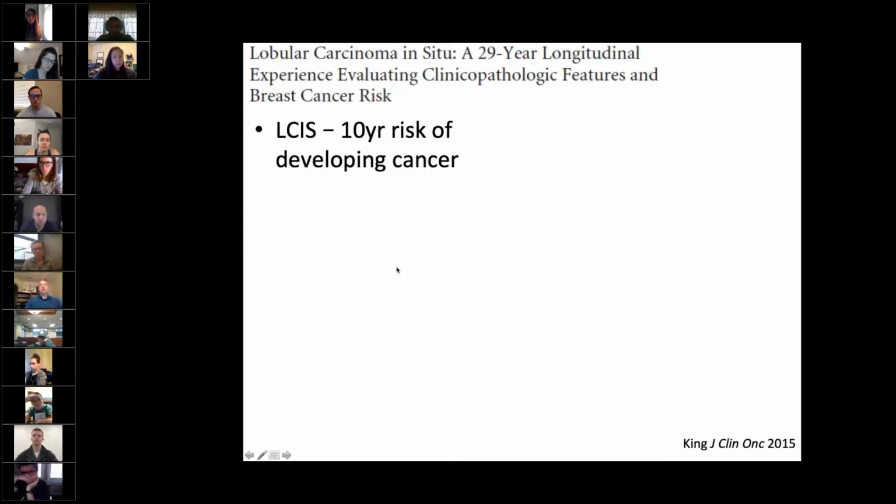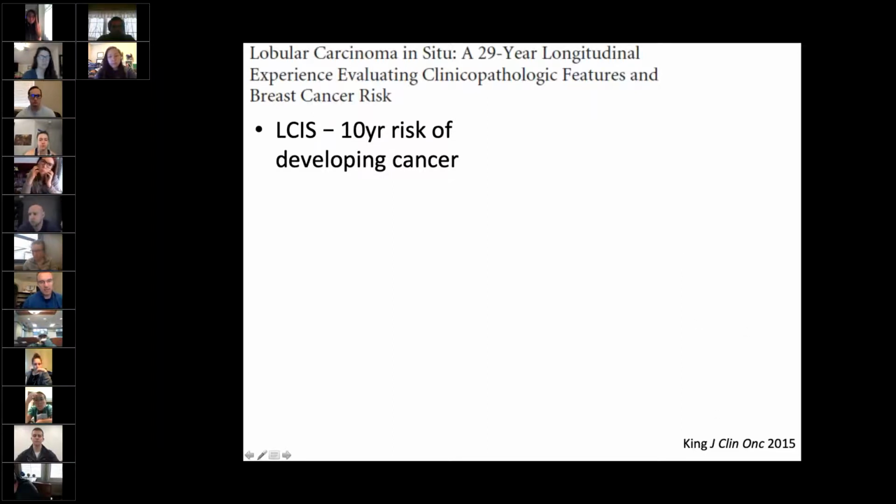So this is a big longitudinal study. Sorry, it's a little too high. Hopefully you can see the top. So, a 29-year longitudinal experience, essentially looking at LCIS. So the 10-year risk of developing an invasive cancer with LCIS. Any idea what that number would be?